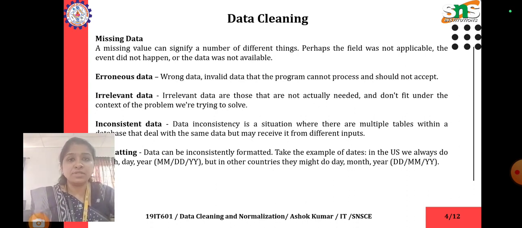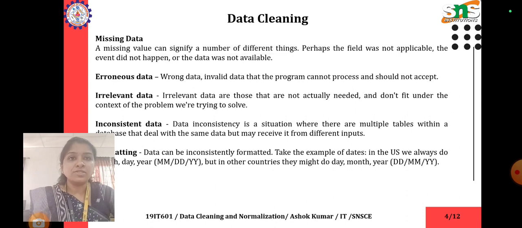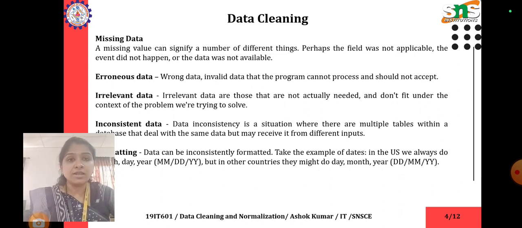Here we have missing data. A missing value can signify a number of different things. Perhaps the field was not applicable, the event did not happen, or the data was not available. Erroneous data is wrong or invalid data that the program cannot process and should not accept. Irrelevant data are those that are not actually needed and don't fit under the context of the problem we are trying to solve. And next is the inconsistent data.